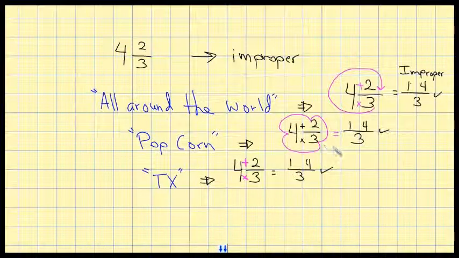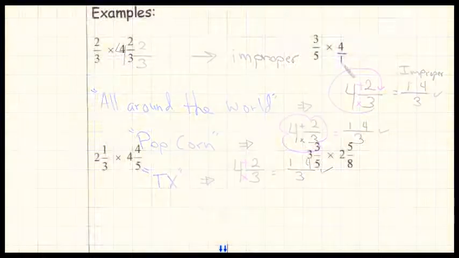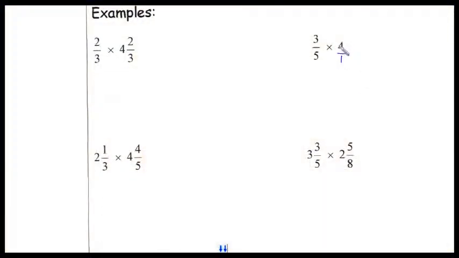Same answer, same improper fraction, same method, except I'm going to put this 4 over 1, because remember we have to change the whole number into an improper fraction. 4 divided by 1 is the same thing as 4. 3 times 4 is 12, and 5 times 1 is 5. Improper fraction, change it to a mixed number by division. 5 cannot go into 1, but I know 5 goes into 12 twice. 5 times 2 is 10, remainder 2.